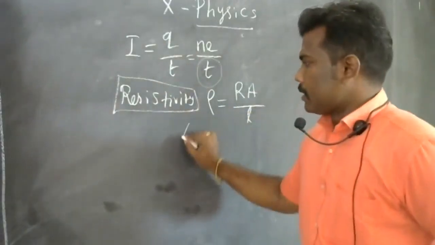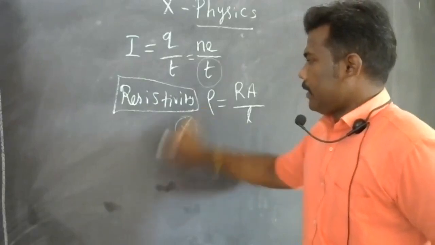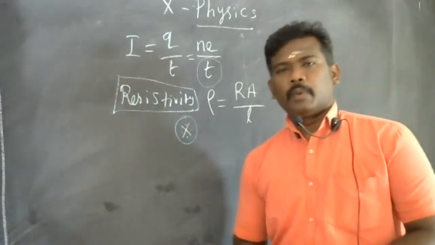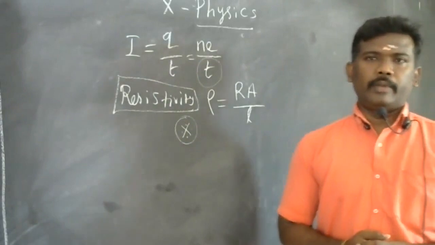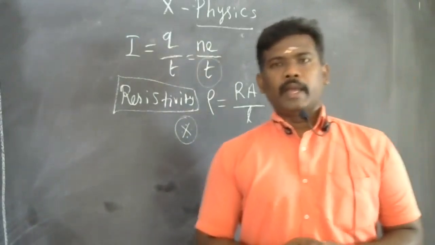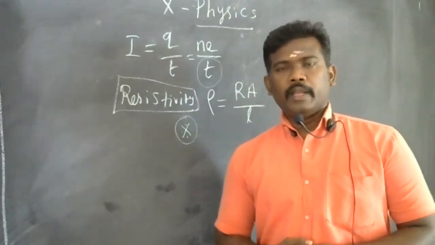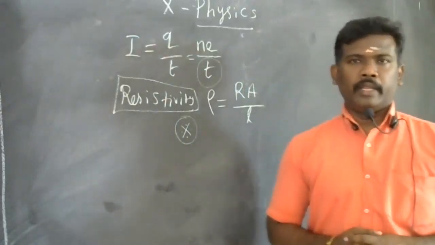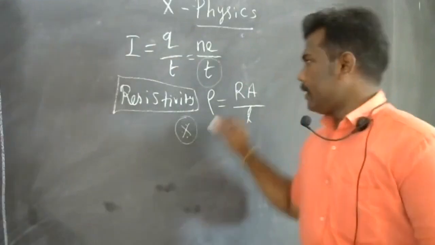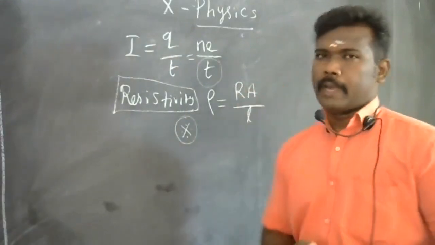Note one concept. This rho, the resistivity of the material, is directly proportional to the resistance of the material and directly proportional to the area of cross section of the material and inversely proportional to the length of the material. Okay, this is a relation between rho and these right-hand side factors.